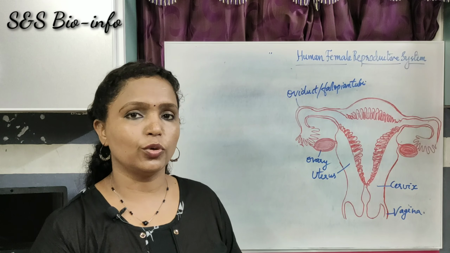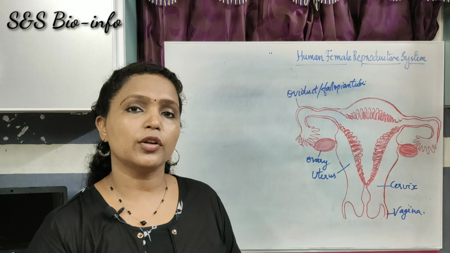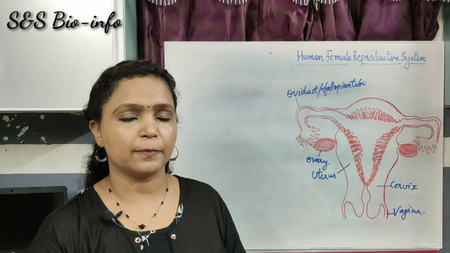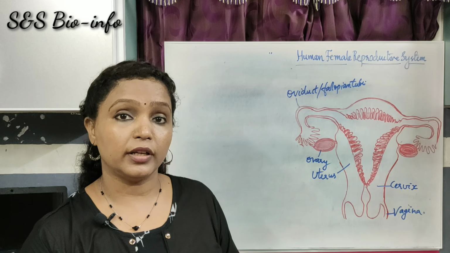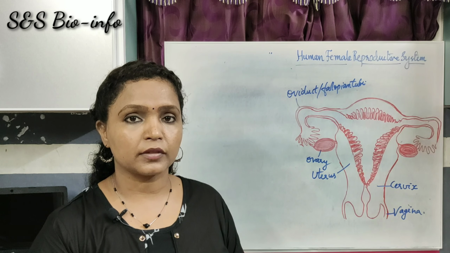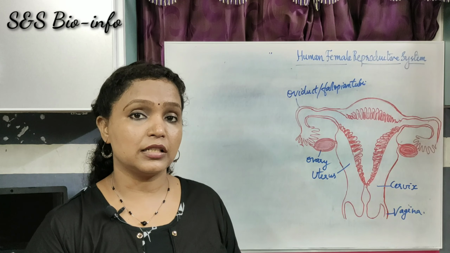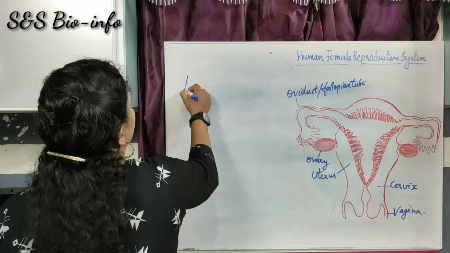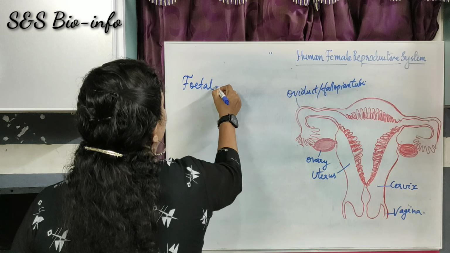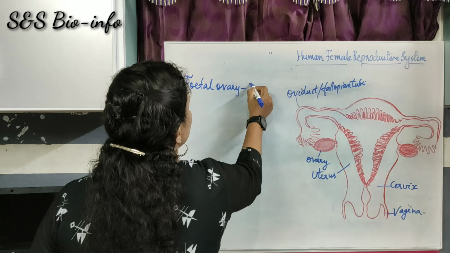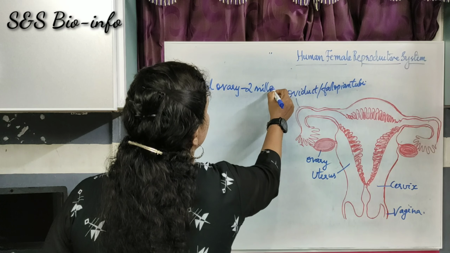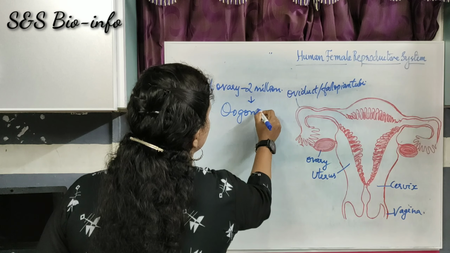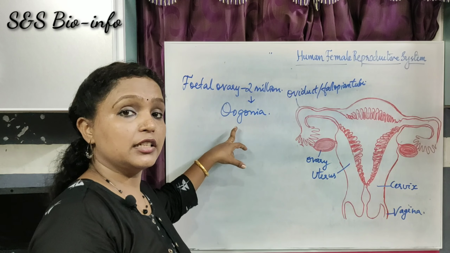Just before, I told you that the formation of ova takes place during the embryonic stage in the female child. That means immature oogonia are developed over there. A fetal ovary consists of about 2 million immature oogonia. Oogonia are the mother germ cells.